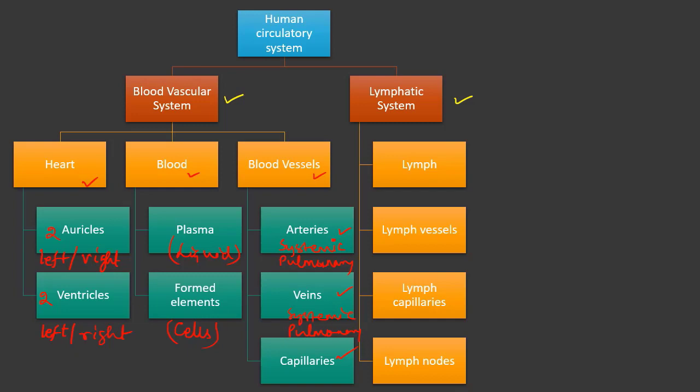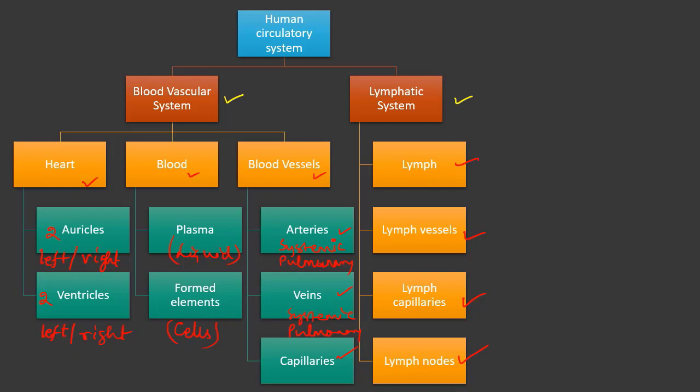Now the heart is like the pump that pumps the blood. Blood is like the water. If you talk about a regular water pump, you have a pump that is pumping the water, and you have pipes which carry the water to the target location. Here also the heart is the pump, the blood is like the water, and the blood vessels are like the pipes which carry the blood to and fro between the target and the receiving sites. Now on the other hand, you have the lymphatic system, which consists of the lymph vessels, lymph capillaries and the lymph nodes, which we'll talk about in a minute.